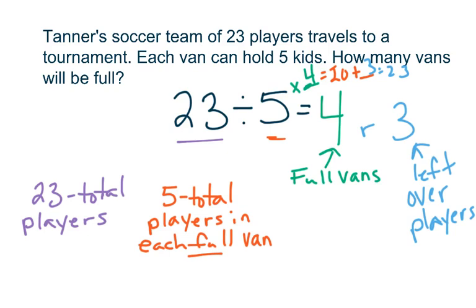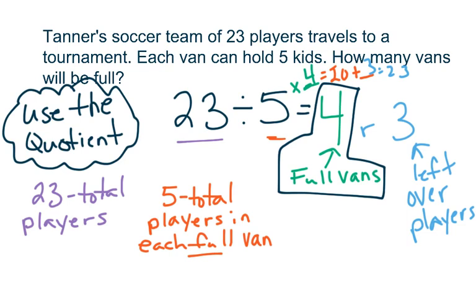It's asking me about how many vans will be full. So here I already showed that my quotient is going to represent my full vans. So this is going to be a use the quotient problem. And I know it's a use the quotient problem because I identified what each of the numbers in my problem represent.